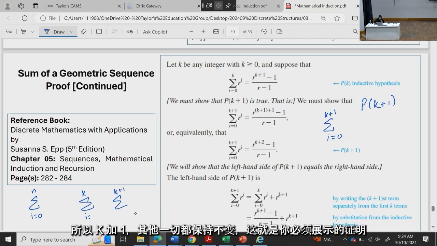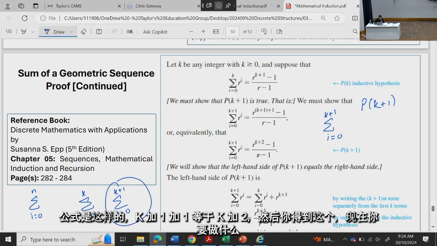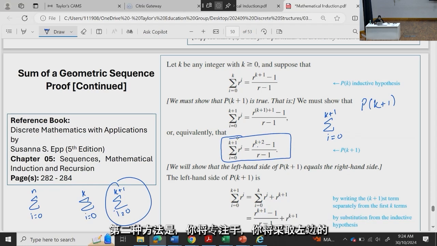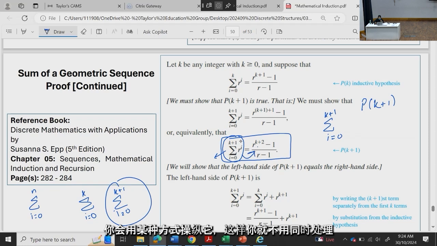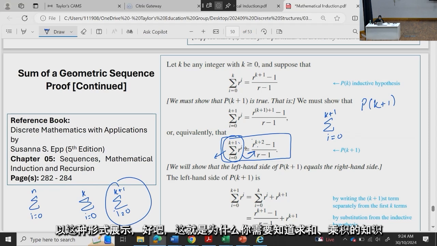So K plus 1, and everything else will remain the same. And this is what you have to show the proof of. And the formula is this: K plus 1 becomes K plus 2, and you get this. Now, the second method is that you will take this left hand side and manipulate it in a way that you will reach here. So you are not dealing with both sides side by side equally. You are taking one side and using some mathematical methods to show it in this form.